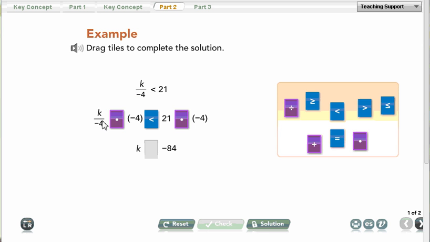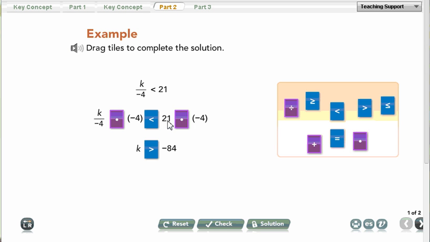So if this is dividing by negative 4, I need to multiply by negative 4 on both sides. And so I just went ahead and showed that I would be multiplying by a negative 4. Still, that would still be the less than sign. And I need to do the next step. So once I multiply negative 4 to both sides, I just get a k.